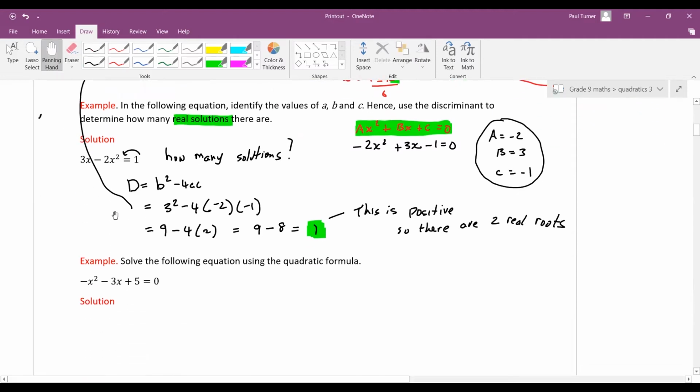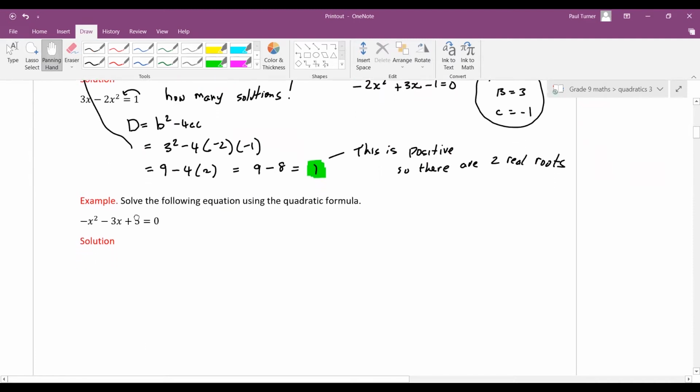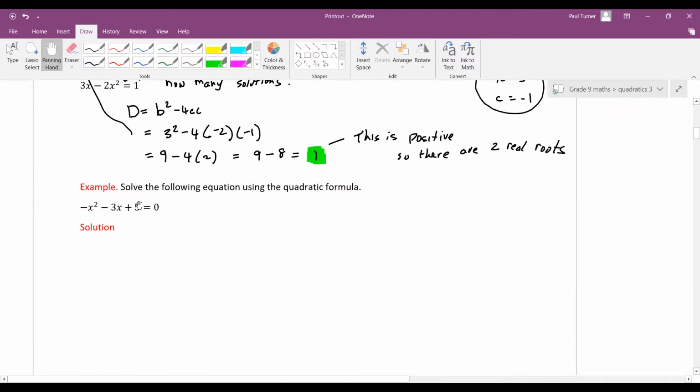Okay, look at another one. You can copy that down if you want, but that's the way that you do it. In this question, it's already in the correct form, and it says solve the following equation. So now we need to try to solve it. Looking at our equation, we can see that A is minus 1, B is minus 3, C is 5. These are the 3 numbers you should write first.